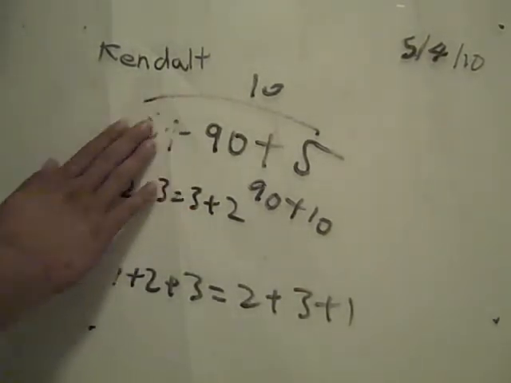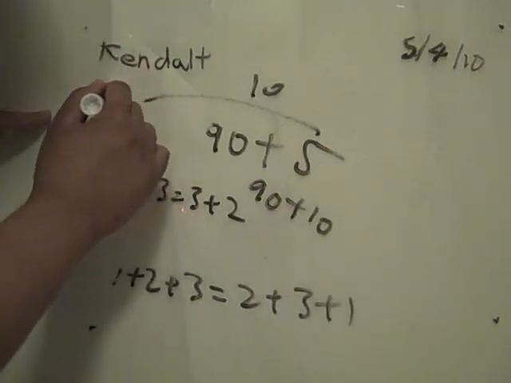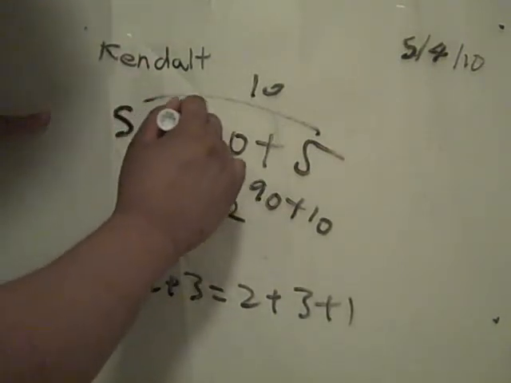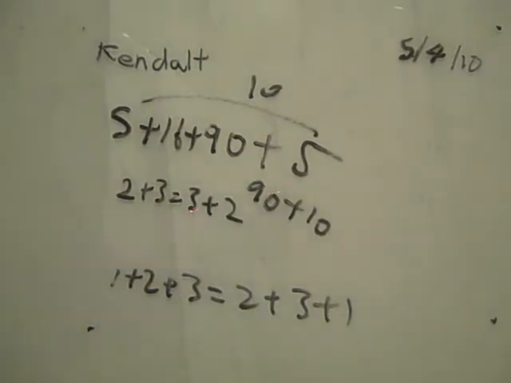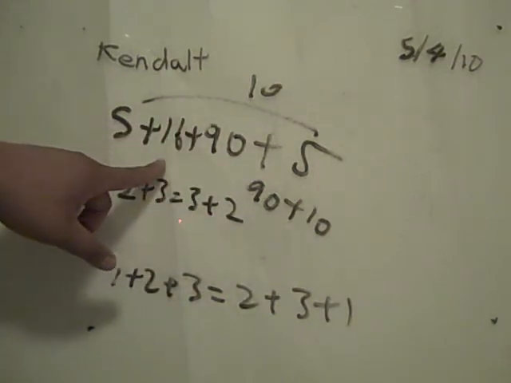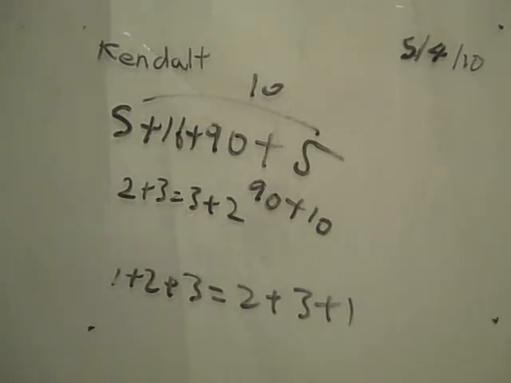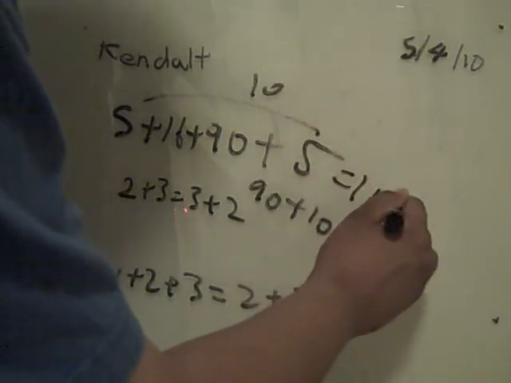For example, what if this were 5 plus 16 plus 90 plus 5? Then you'd have to do 5 plus 16, which is 21. Add it to 90, which is 111, I think. And add it to 5, which is 116. But it'd be easier to add these two 5s, get 10, add it to 90, get 100, and then add 16, which is 116. It's way, way easier, in my opinion. I mean, if you're a computer, you can do it the other way, but this is a lot easier, I think. This is 116.